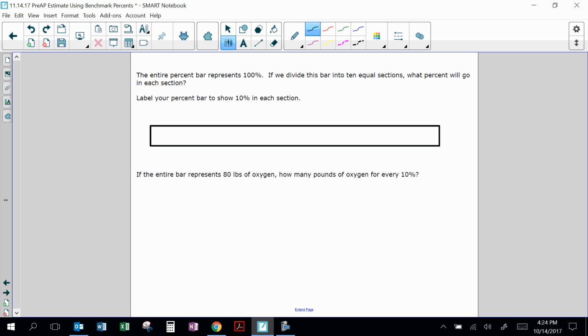So this entire percent bar represents 100%. If we divide this bar into 10 equal sections, what percent will go in each section? Well, let's divide this into 10 equal sections. So if this whole thing is 100%, I believe each section will be 10%. Label your percent bar to show 10% in each section. So 10%, 10%, and so on for all ten sections.